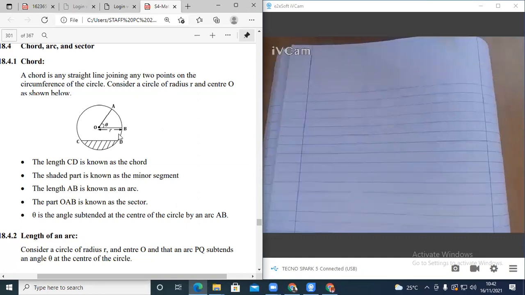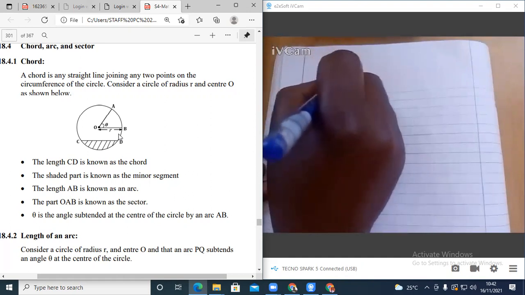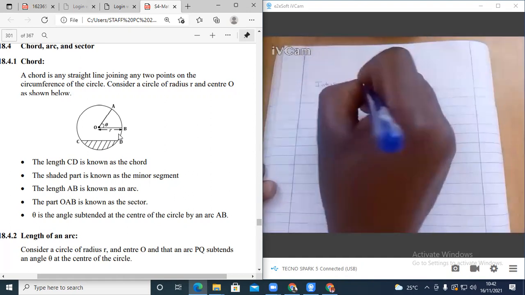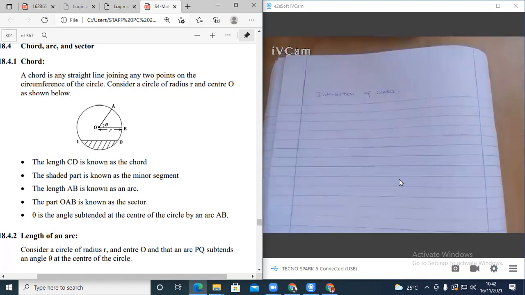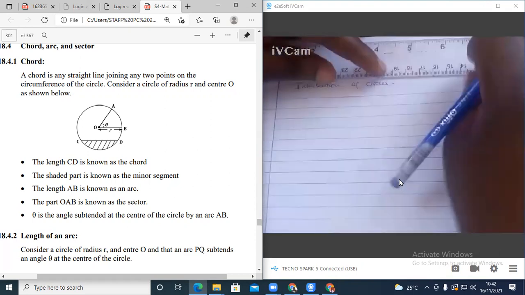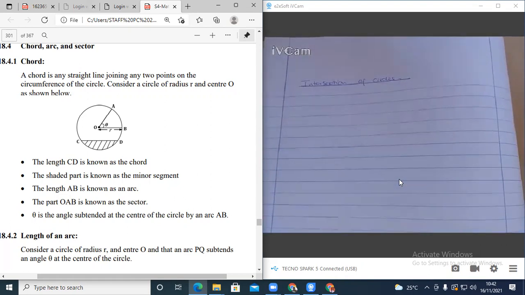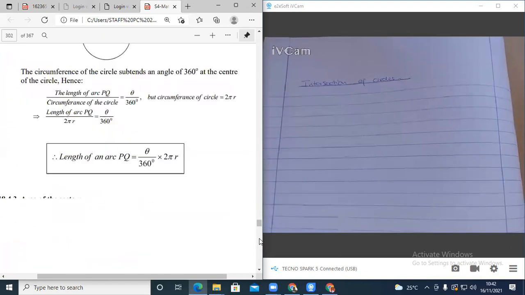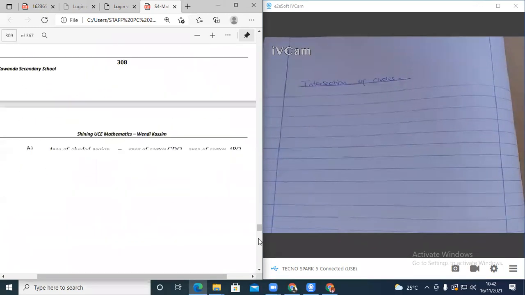So maybe when I'm talking about different examples in this chapter of intersection of circles, as I'm introducing different examples, I'm going to elaborate more on what a sector is, on what an arc is, and then we shall be able to understand everything. So we go back to what we are going to study today.